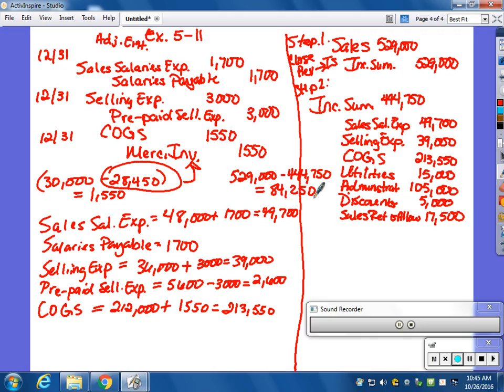84,250, which is ultimately our net income, right? And also income summary. That's what income summary is. So now step 3 is to close income summary to capital, which means we debit what?